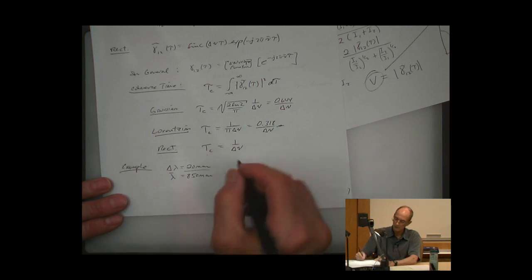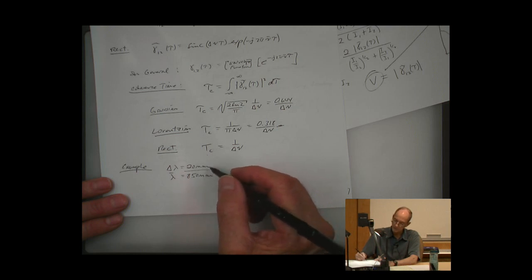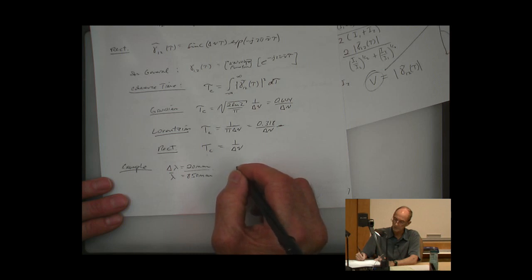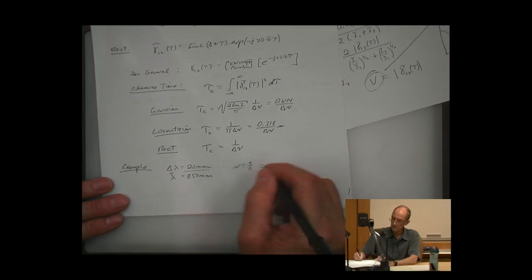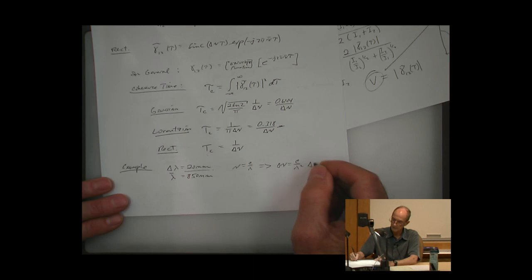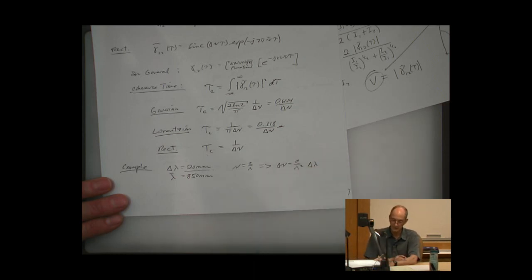All right. So the first thing you have to do is convert the spectral bandwidth in terms of wavelengths into frequency. We know that nu is equal to c over lambda, so delta nu is equal to c over lambda squared times delta lambda. There's a negative sign in there, but it doesn't really matter in this case.